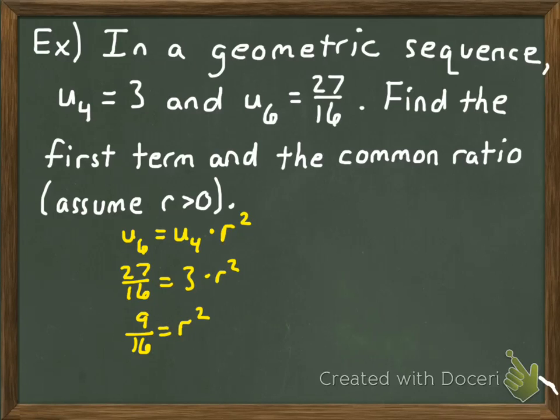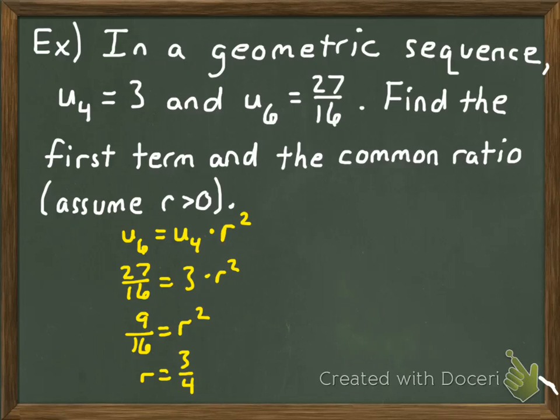or negative 3/4. But for the purposes of this problem, I told us to assume that the common ratio is positive. So when we take the square root of both sides, we're going to say that r is equal to 3/4. Alright, so that's the common ratio. That's one of our two responses here. We still need to find out what the first term is.